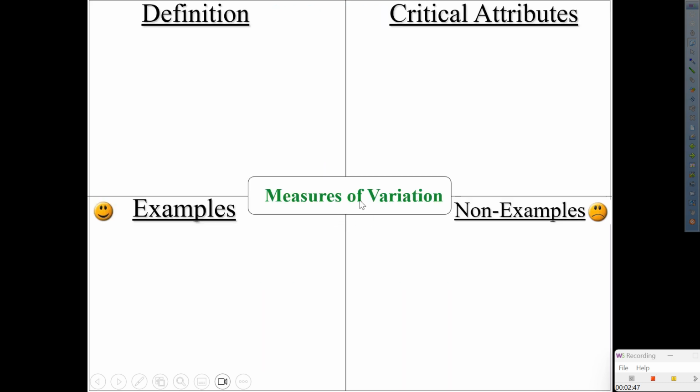Tell your neighbor the definition, or two words that would work as a definition for measures of variation. What would be the key words? All right, good conversation. Looks like Diego's got this. Diego, two words. Okay, close. I was looking for variance and spread. Variance, that it changes, and spread, that the data is being spread.